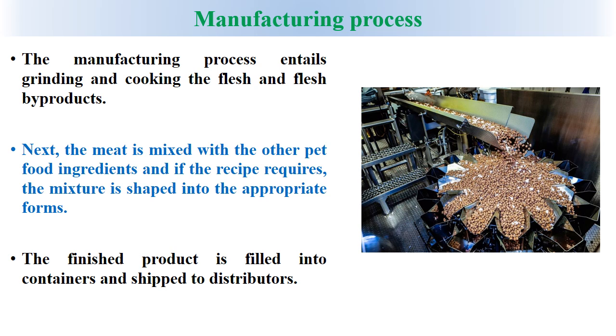Now after that the finished product will be filled into containers and packaging in case of extrusion methods, whereas in case of canning it is first packed and then it undergoes the heat processing like autoclaving or retort processing.